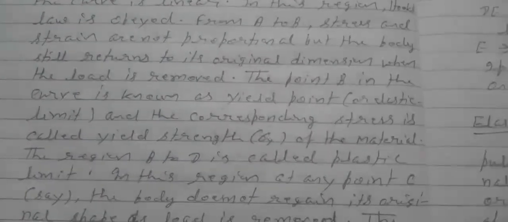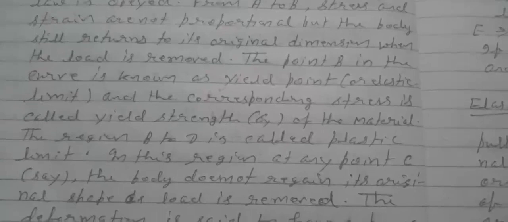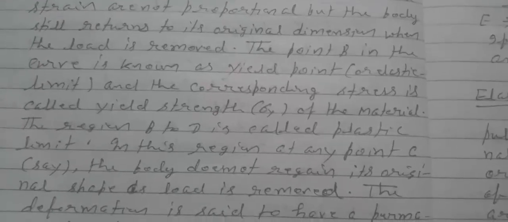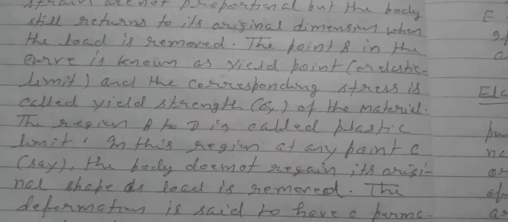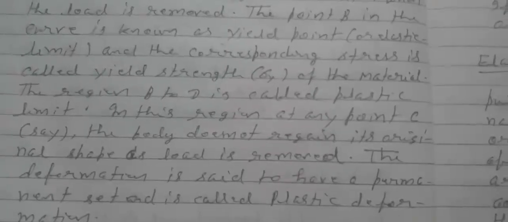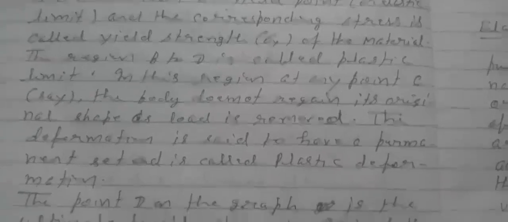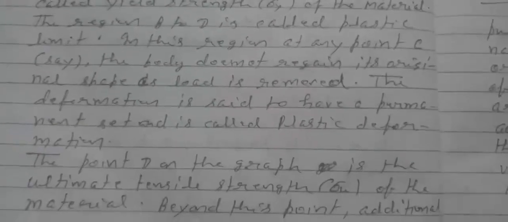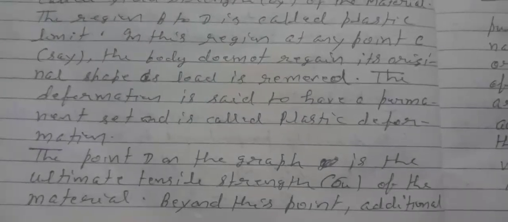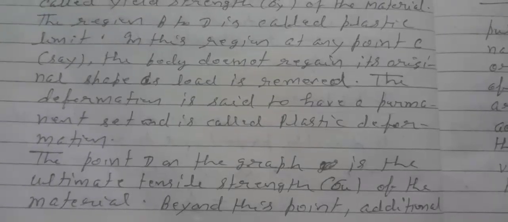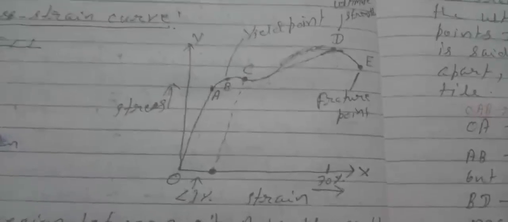In this region, at any point C, say, the body does not regain its original shape when the load is removed. The deformation is said to have a permanent set and is called plastic deformation. The point D on the graph is the ultimate tensile strength, sigma u, of the material.